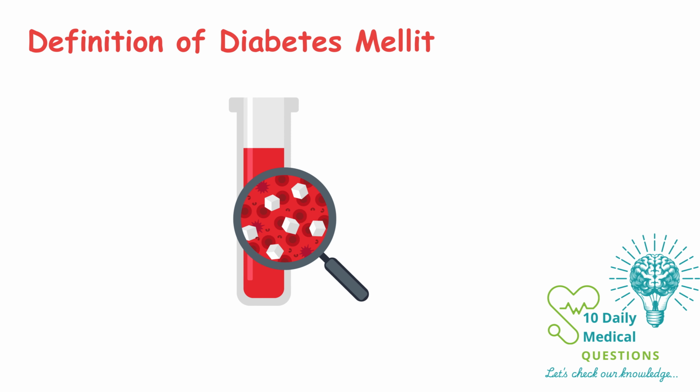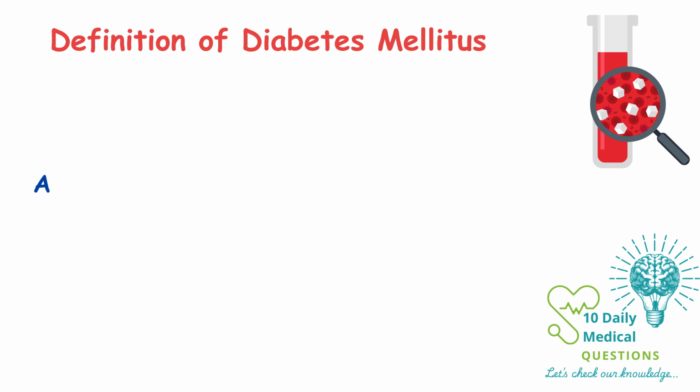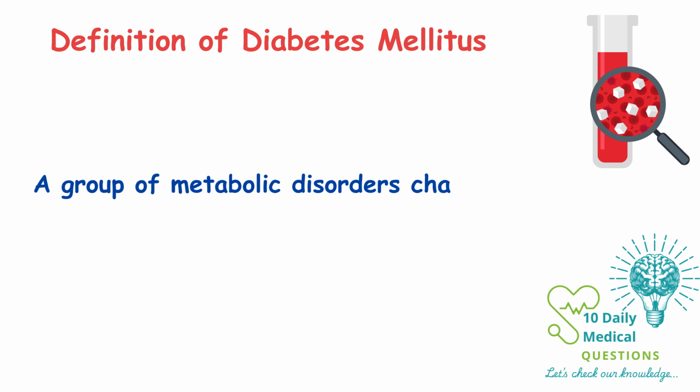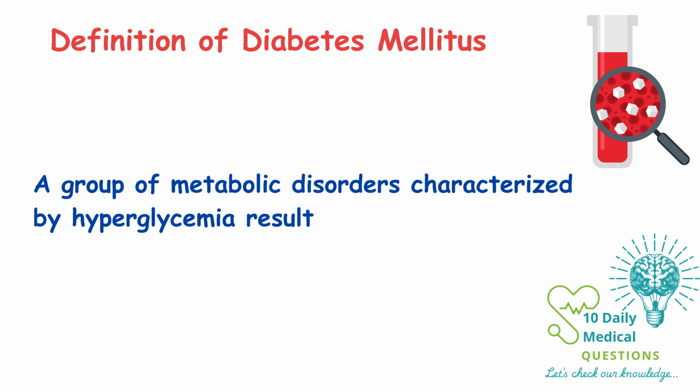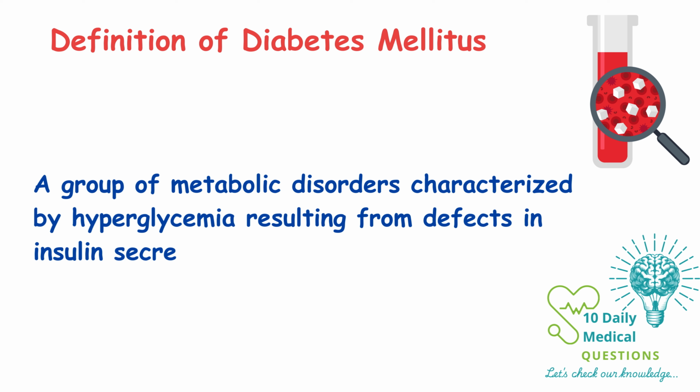Definition of Diabetes Mellitus. Diabetes mellitus, or simply diabetes, is a group of metabolic disorders characterized by high blood sugar levels over a prolonged period. This occurs due to either inadequate insulin production, resistance to insulin, or both.